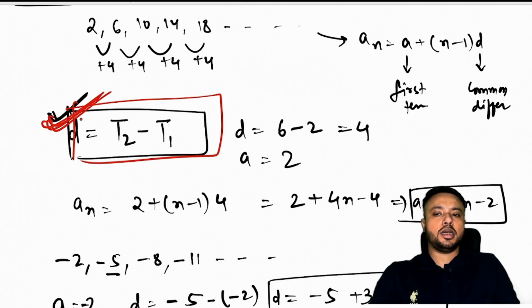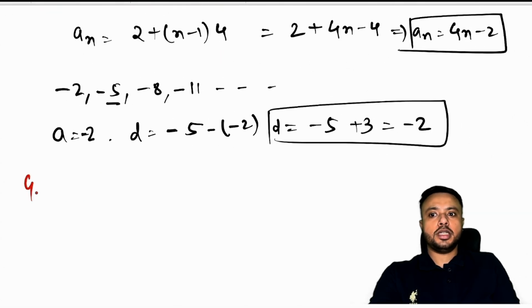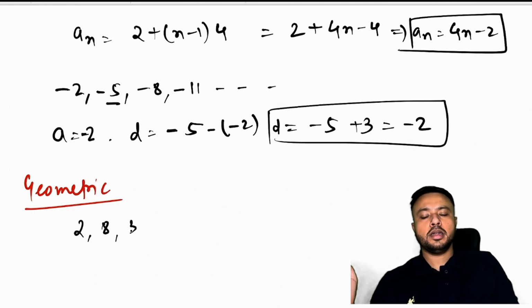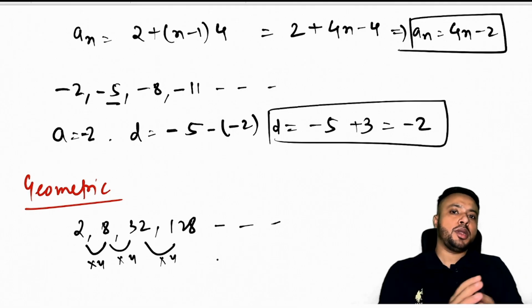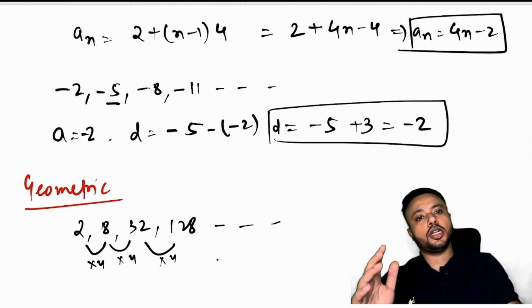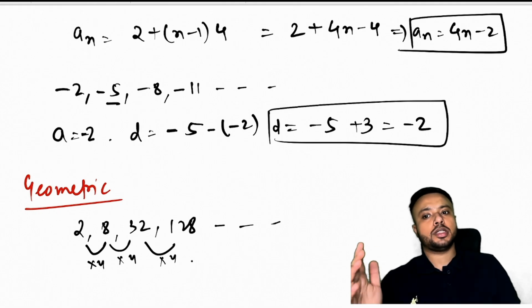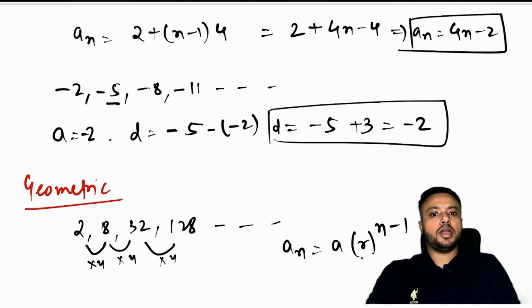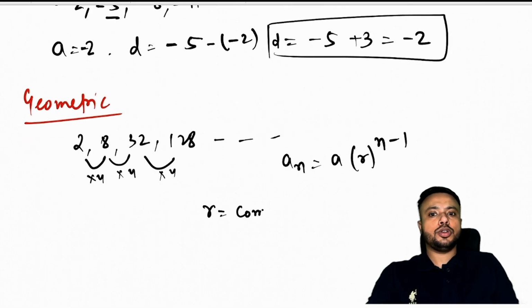Please remember this thing. So the next sequence we have to study is the geometric sequence. A geometric sequence example is, let's say, 2, 8, 32, 128, and so on. Here you can clearly see that I'm getting the consecutive terms by multiplying by 4. So when you multiply by the same number or divide by the same number to get the consecutive terms, that type of sequence is called a geometric sequence. And the general rule of a geometric sequence is given by the formula a_n equal to a r raised to the power of n minus 1, where r is called the common ratio and a is the first term, guys.